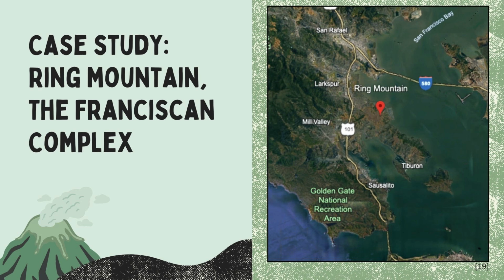Now, let's look at a case study of the various forms of serpentinite blocks and matrix found in Ring Mountain on the Franciscan Complex located in Western California. Serpentinite is often referred to as California State Rock. Ring Mountain is located just east of the San Andreas Fault, which it also predates. A map of this locality can be seen on the right for reference.